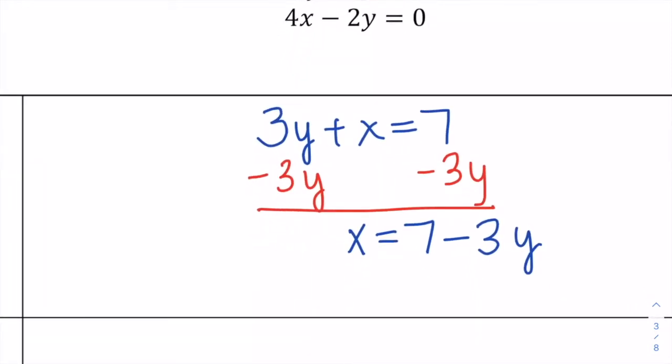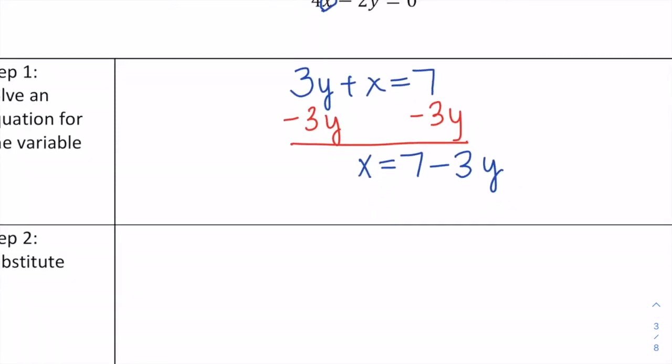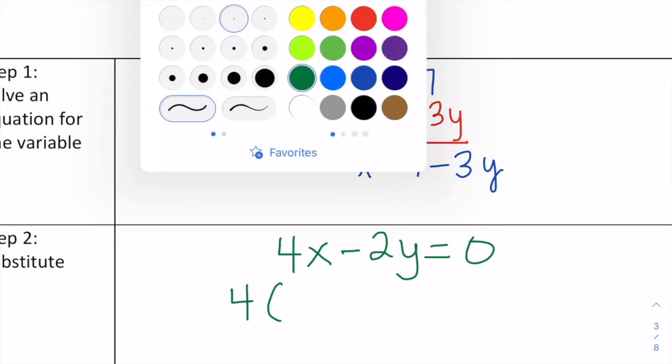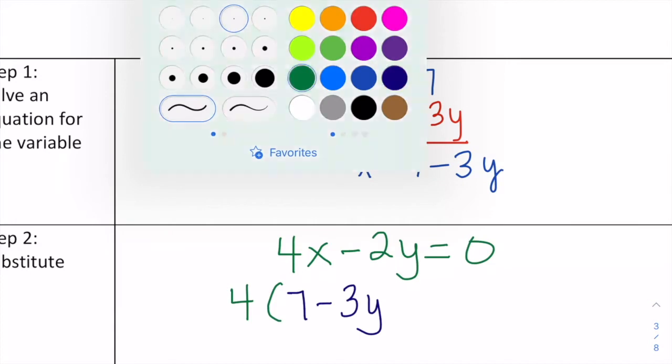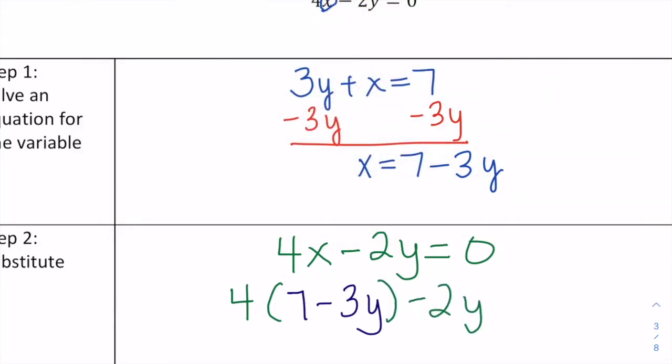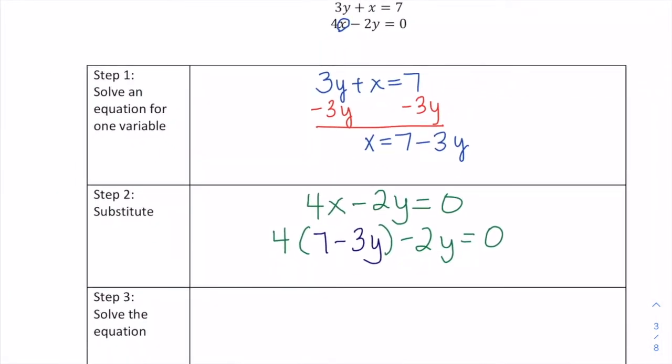So now I have that variable isolated, and I can plug this value in for the x in the second equation. So we know that 4x minus 2y equals 0. And I'm going to plug in the x, right? So I'm going to replace the x with 7 minus 3y, and then just continue on, minus 2y equals 0. Okay, so here we substituted in for x.